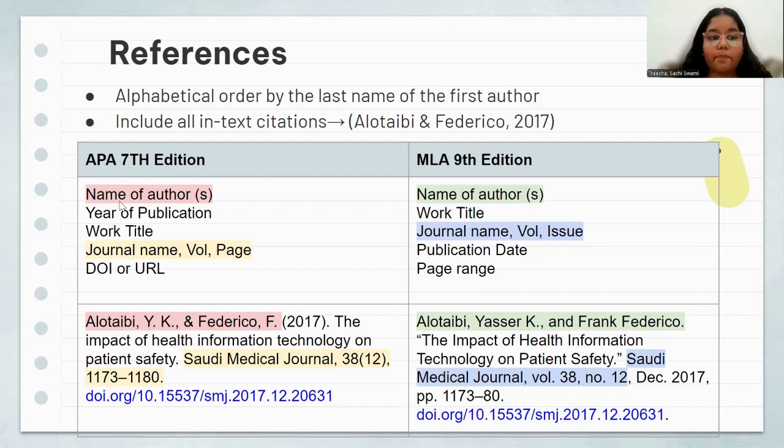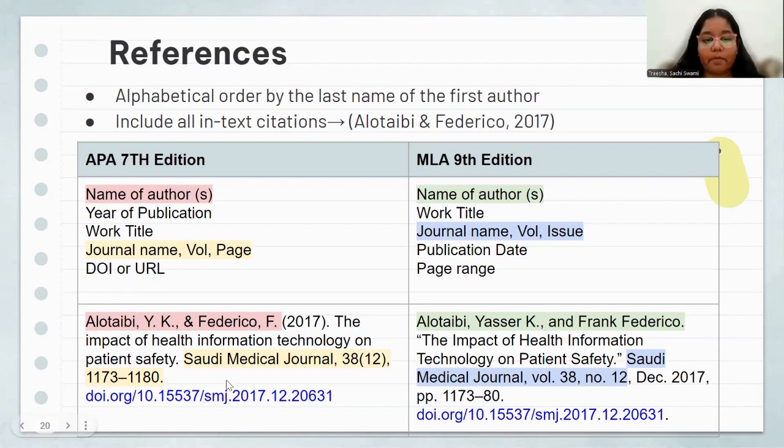So in APA, you write the name of the author or authors if they're multiple, the year of publication of the study, the name of their paper, the journal name, volume, and page. Sometimes you could just write the journal name. And lastly, you have to include the DOI, which is basically a unique number that is given to a certain paper, or else you can just insert the URL.